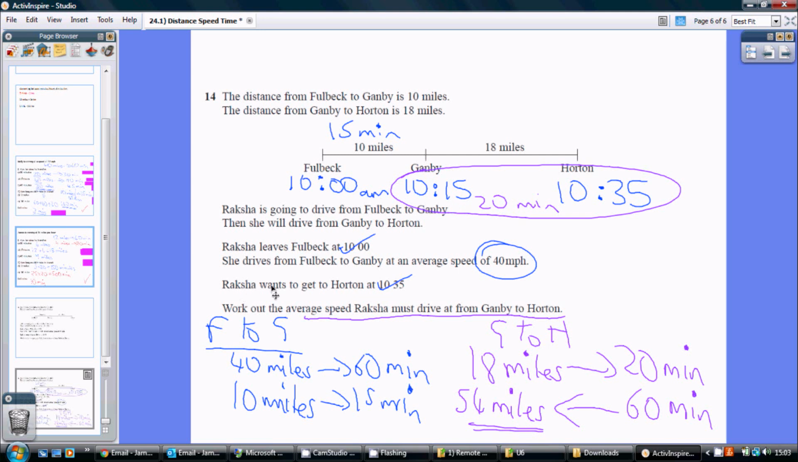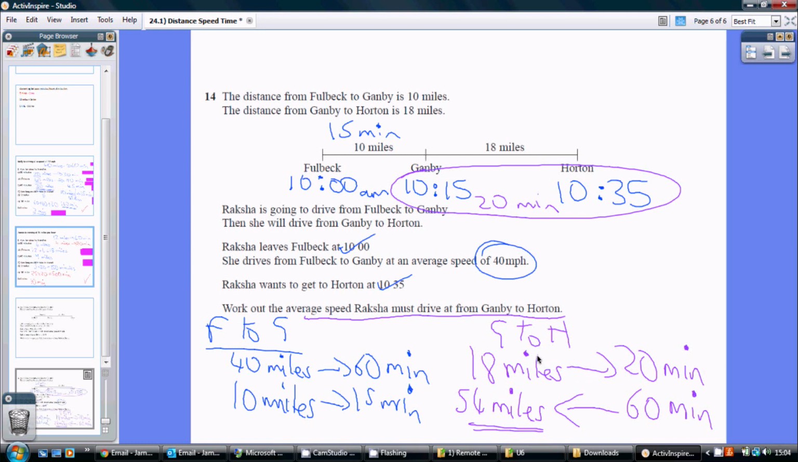Now we're told she wants to get to Horton for 10:35. So leaving Ganby at 10:15, getting to Horton at 10:35. So that's going to take 20 minutes. So she's got to go 18 miles in 20 minutes.